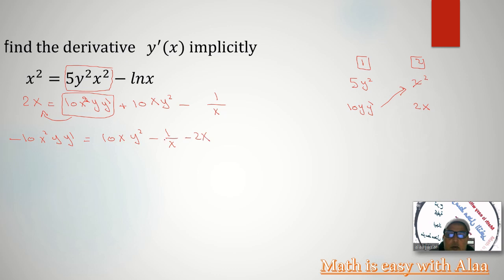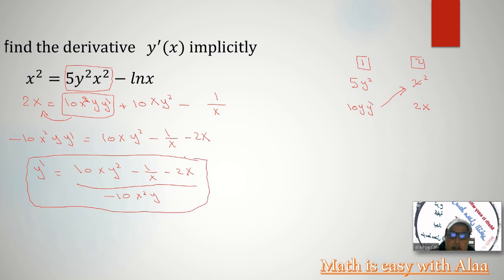minus 2x. Now divide both sides by minus 10 x squared y. So y prime equals 10 xy squared minus 1 over x minus 2x, over minus 10 x squared y. So this is what we want to find.